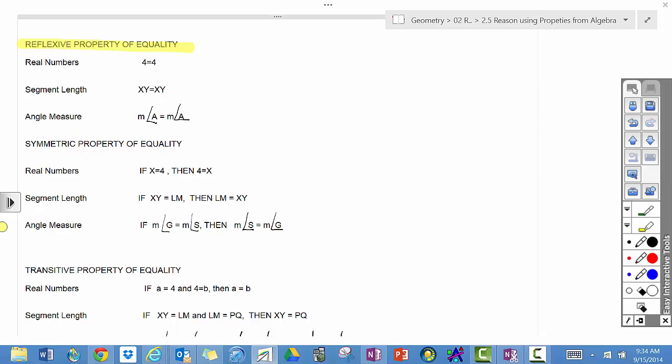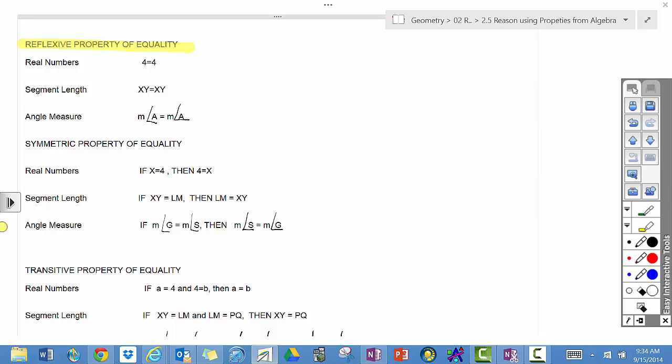Reflexive property of equality. Do you see the same thing on both sides, girls? These are numbers. So this is real numbers equal each other. What's the difference here? What does XY stand for? A number. It's the length of segment XY. So these are also numbers, aren't they? Numbers are equal. Angle measure. When you want to indicate angle measure, you put an M. So reflexive property of equality, you see the same reflection on either side of the equal sign.